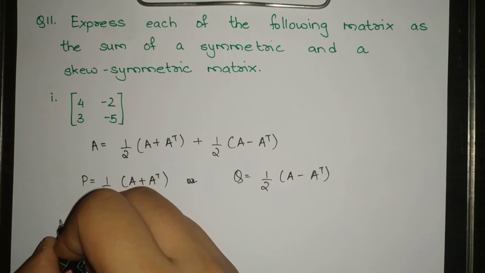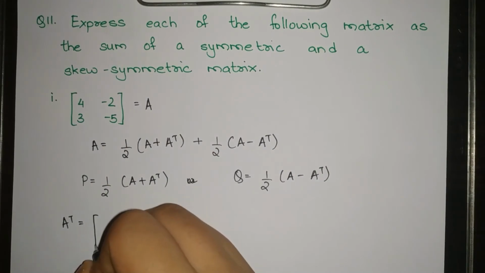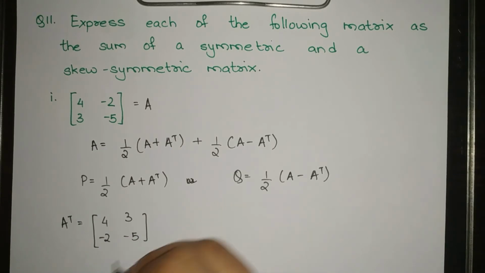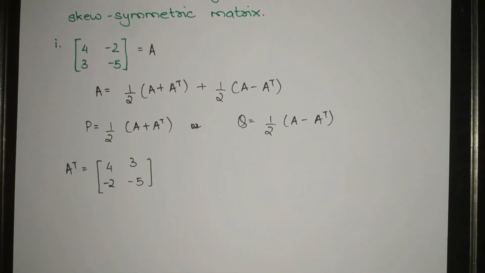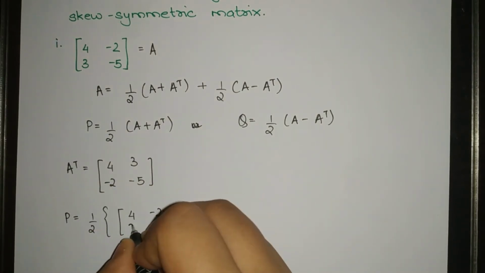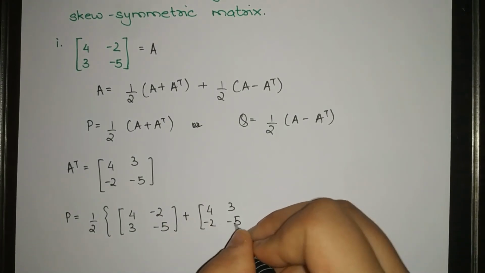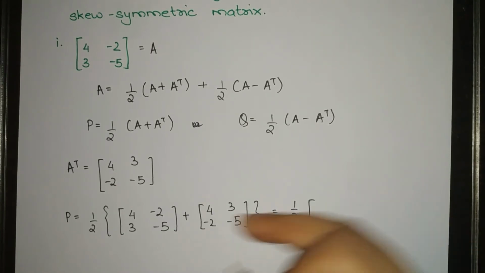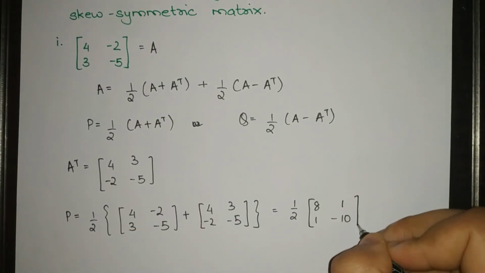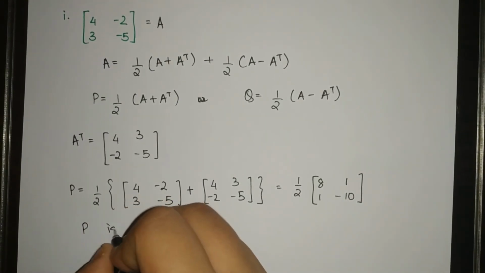So first things first, I need to find A transpose. If this matrix I'm calling as A, तो फिर A transpose ढूंढते हैं. So that will be 4, minus 2, 3 and minus 5. Okay. And now let us find the value for P, which is A plus A transpose into half. So I'll write that down first, these two matrices, and then हम लोग इसको add कर लेंगे. इसको add करने पे we get, this is 8, 1, then this is 1 and this is minus 10. Okay. And this is a symmetric matrix for sure. Okay, so you can say that P is symmetric.